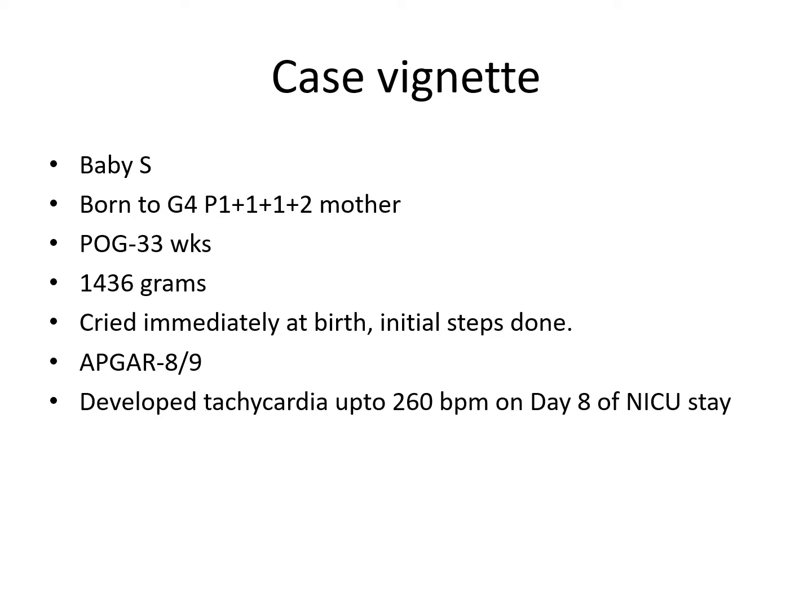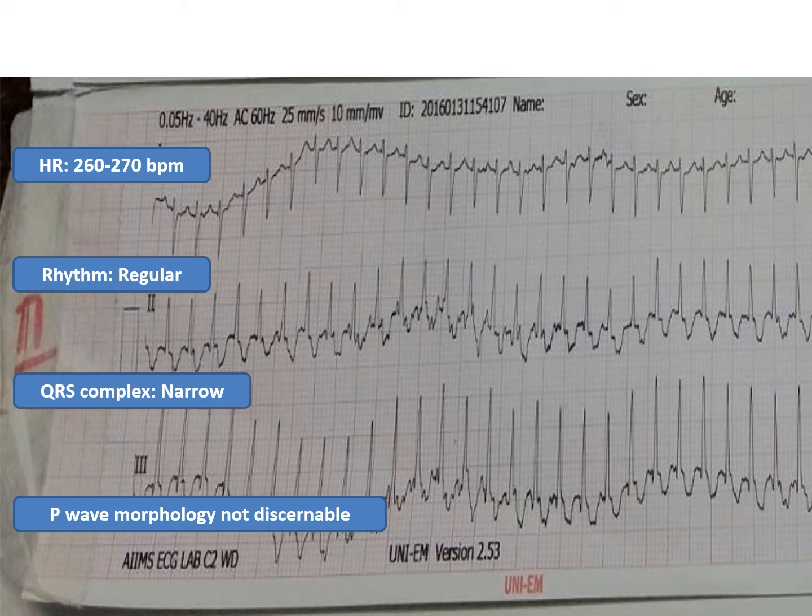Apgar assigned at birth were 8 and 9. The baby subsequently developed tachycardia up to 260 beats per minute on day 8 of NICU stay. Now let's look at this ECG step by step. The first step here would be looking at the heart rate. So the heart rate, as we can see, is around 260 to 270 beats per minute.